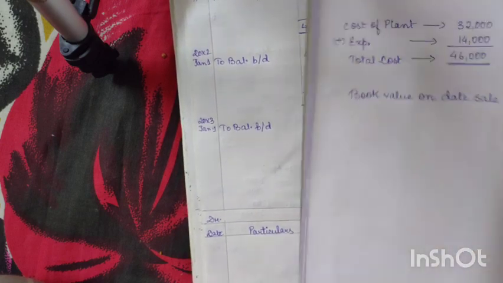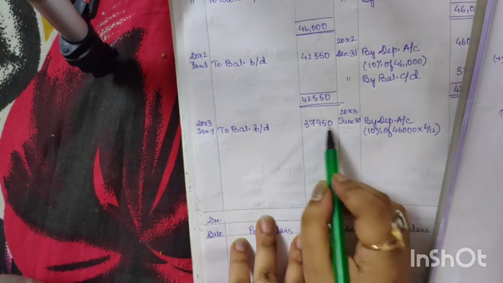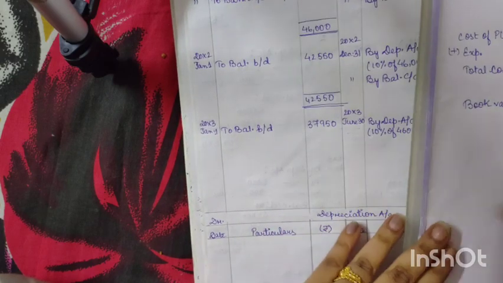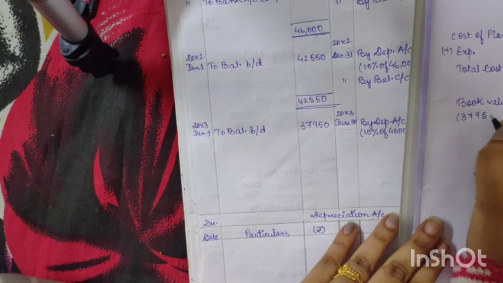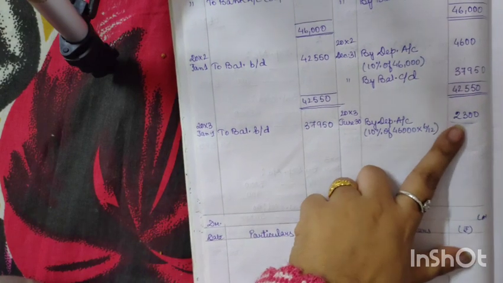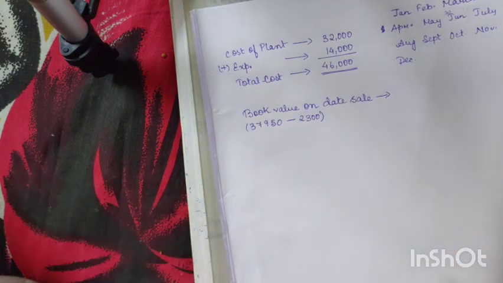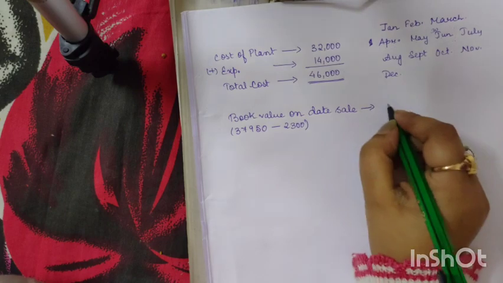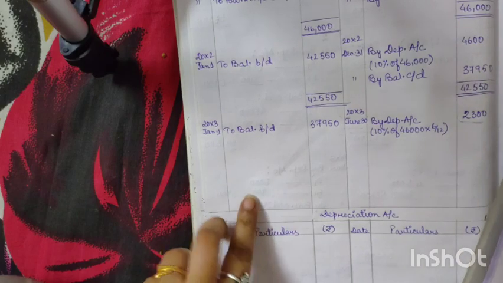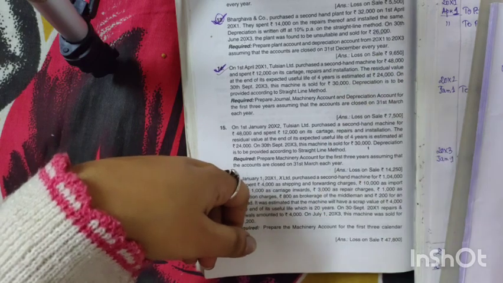Now book value on date of sale. Book value on date of sale means the brought down amount, from that brought down amount we should deduct the depreciation. So how much will we get? 37,950 minus the depreciation, that is 2,300. So we will get 35,650. Now according to the question, if you see here, the machine was sold for rupees 26,000.